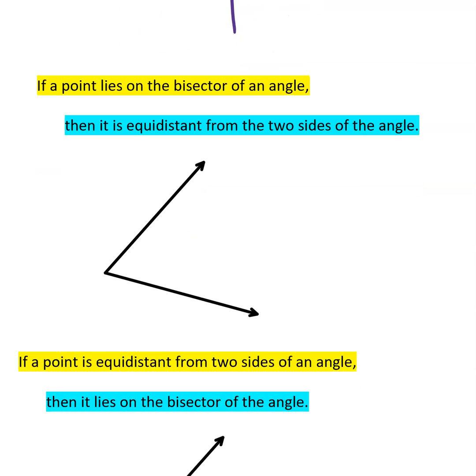Now an angle bisector is a ray that cuts the angle into two congruent parts. So if we have a point that lies on the angle bisector, so let's see, here's an angle bisector. That would mean that this angle is congruent to this angle. If we have a point that lies on that, then that point has to be equidistant from the two sides of the angle. So the distance to this side has to be the same as the distance to this side. So those two things would be congruent.